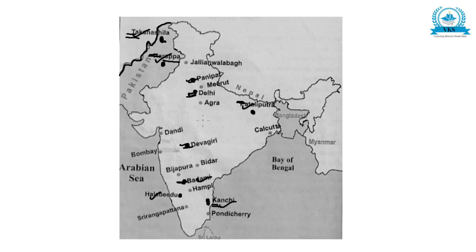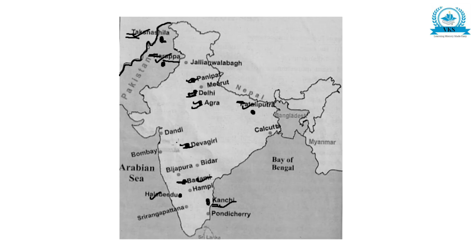Next is Agra. Again it is on the bank of river Yamuna in Uttar Pradesh, and it was founded by Sikandar Lodi, and it became the capital of the Mughals. And as you know, Agra is very famous for the Taj Mahal.